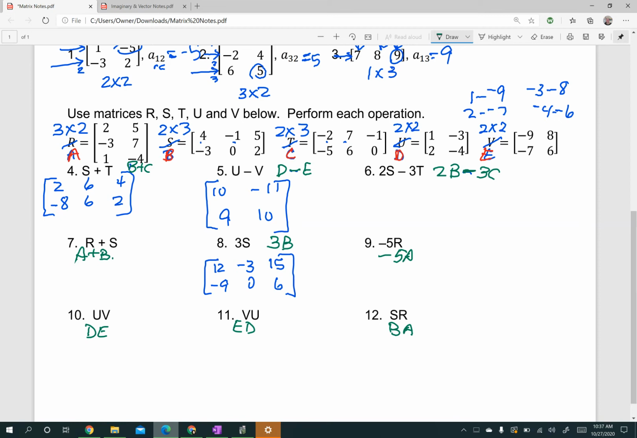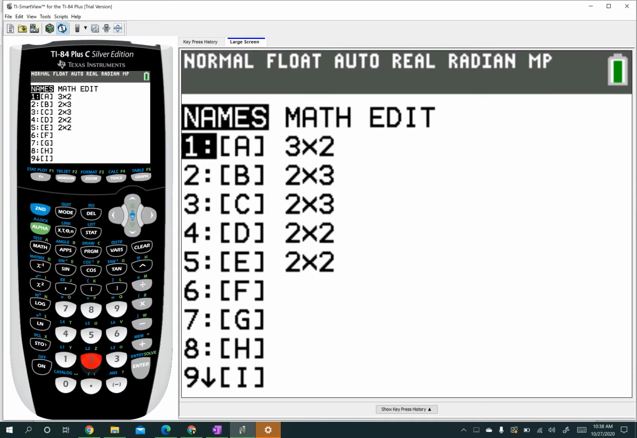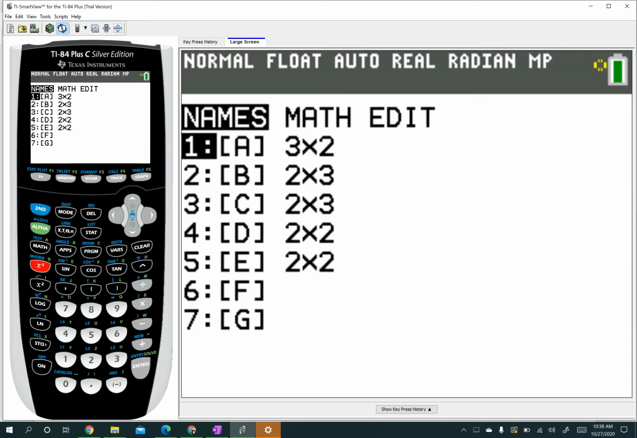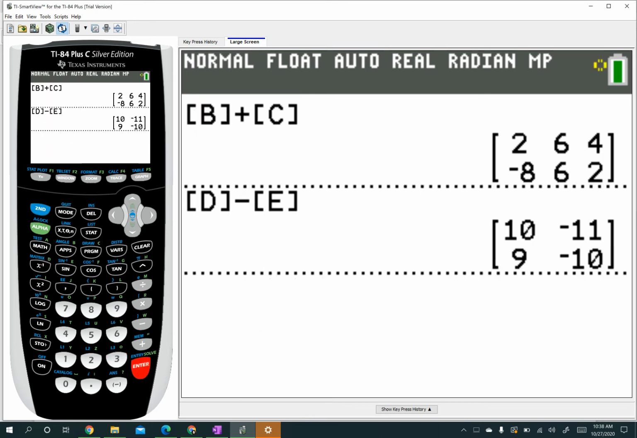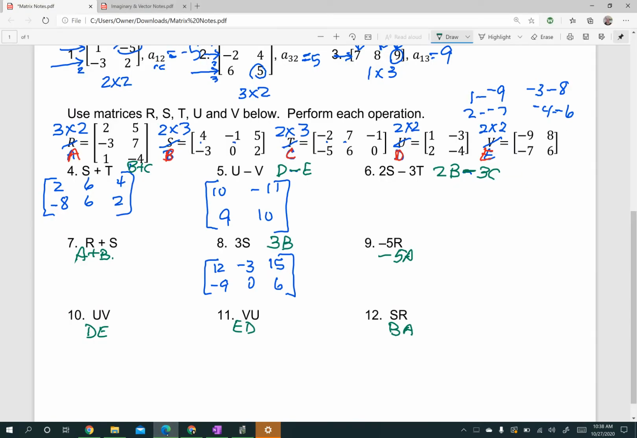Now, 2S minus 3T. If we were doing this by hand, we would have to do 2 times S, negative 3 times T, then add those together. That's a lot of work. But in our calculators, we would just do 2 times matrix B minus 3 times matrix C, and we would get the answer to be this. And so we would just say the answer is 14, negative 23, 13, 9, negative 18, and 4.